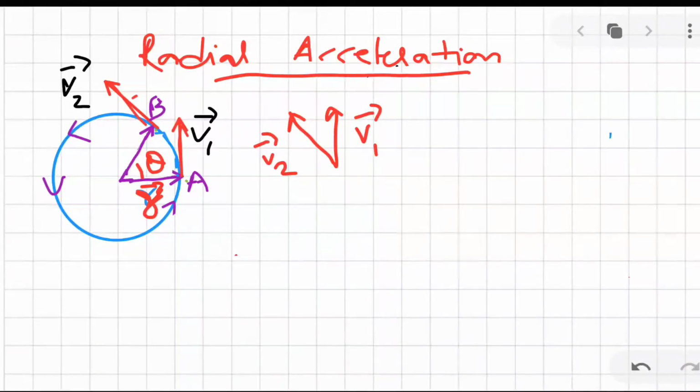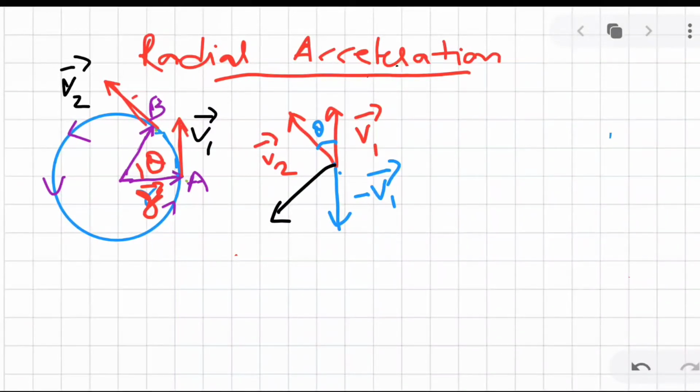Now if the particle goes from A to B and the radius vector turns through angle theta, that means v2 turns through an angle theta with respect to v1. So this angle is theta. Now see, if v1 is in the upward direction, what will be minus v1? It will be in the opposite direction. So this is minus v1. So the resultant of v2 and minus v1 will be in this direction.